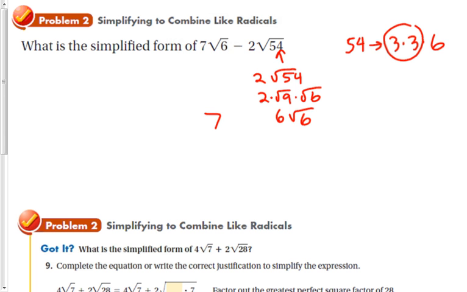So now we're going to subtract that from 7 times the square root of 6. And using the distributive property, that's the same as 7 minus 6, factoring out the square root of 6, which is 1 times the square root of 6. All right, you try that.